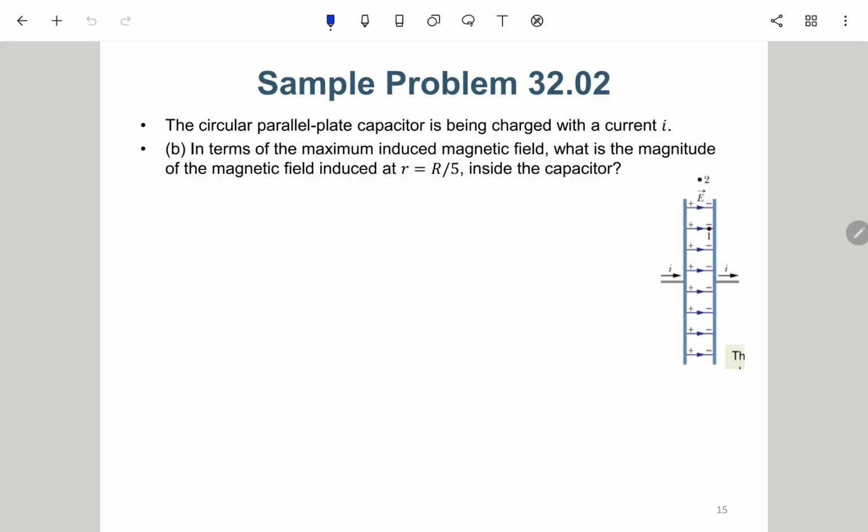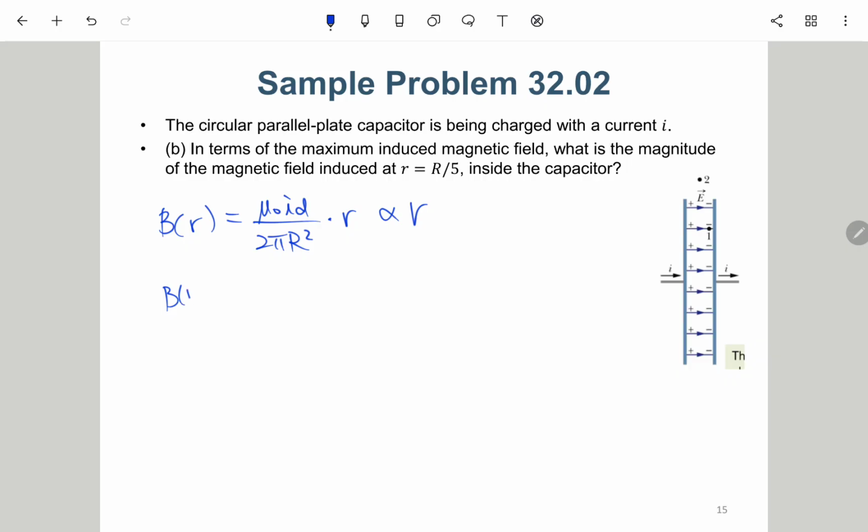For question B, it says in terms of the maximum induced B field, what is the magnitude of the B field induced at r equals capital R over 5 inside the capacitor? So B(r) equals mu 0 I_D over 2 pi R squared, times r. This whole thing is proportional to r.